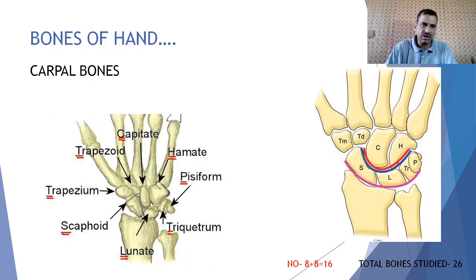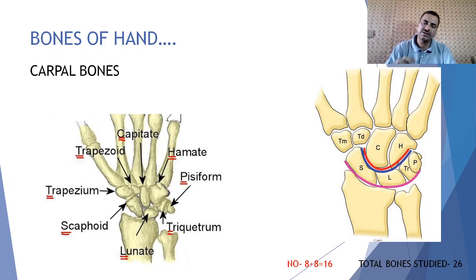Next bones are carpal bones. Dear students, we have 8 carpal bones in one hand. So with 8 carpal bones in the right hand and 8 in the left hand, a total of 16 carpal bones are there. They form the wrist. Where is the location? They are in the wrist, as we can see. And in the wrist, they are very small bones. The type is short bones.